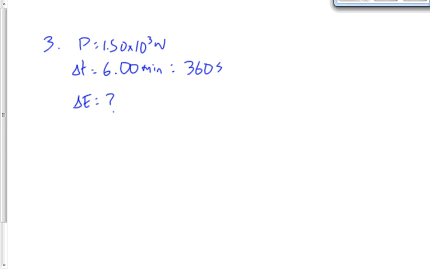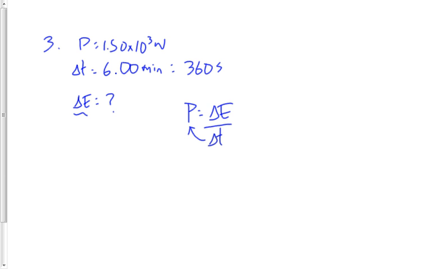Now that we have sound, we're looking for energy, change in energy, or W, because they mean exactly the same thing, right? We know that power is equal to work over time, but since W is the same thing as change in energy, we can say that power is equal to delta E over time as well. If we're rearranging this to solve for delta E now, we got to take the T up to the top.